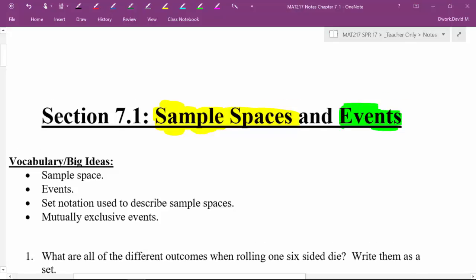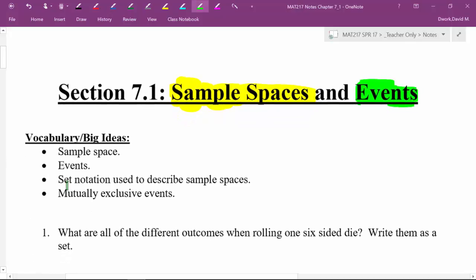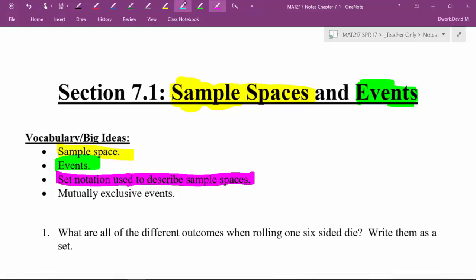But what I've broken down in a little more specifics is ideas just into four big bullet points: sample spaces, events, and then as a little minor note, we've used set notation before, so now we're going to use set notation to describe sample spaces. And then last but not least, we need to catch on to this vocabulary word of mutually exclusive events. So keep your ears perked for all four of those things throughout this lesson.